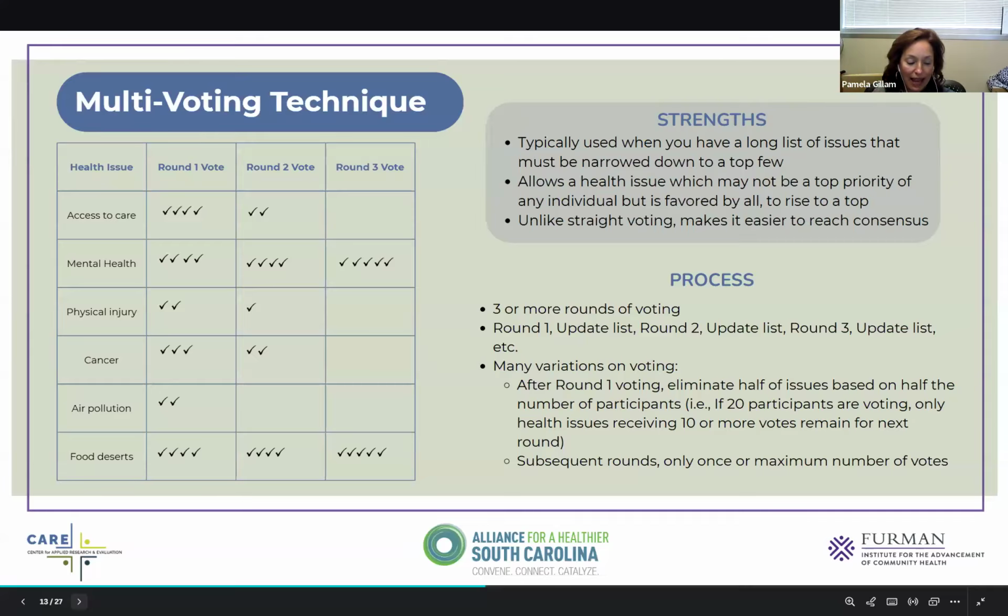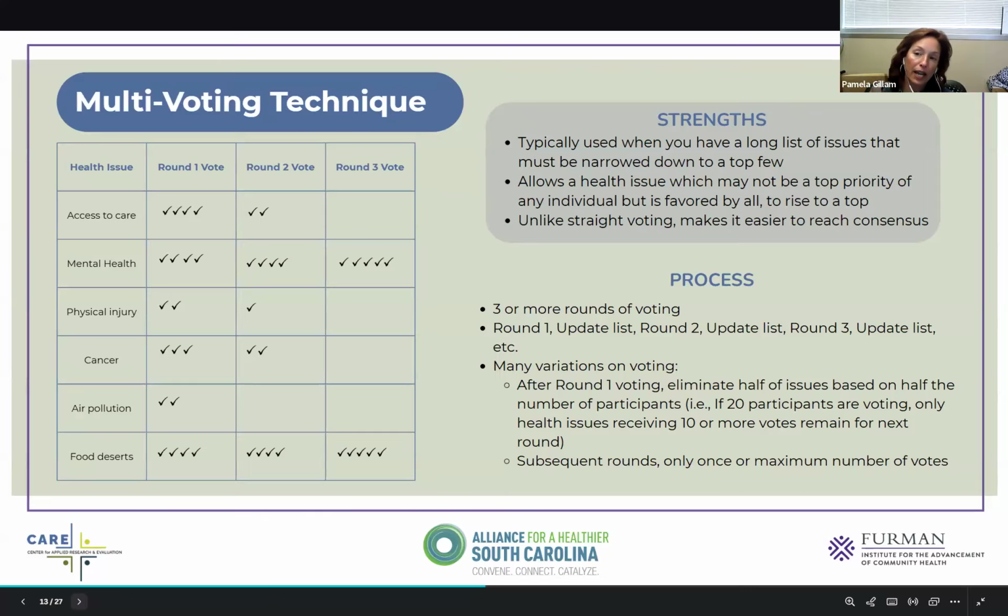But what I like about it is it's, to me, true consensus. Issues that rise to the top are ones that all people pretty much favor. So this idea that an issue that may not be a top priority of any individual, but is favored by all, will rise to the top in this particular method. It really is about reaching consensus. It's also a strength when you have a really long list of issues, it makes it easy to narrow it down to the top few.